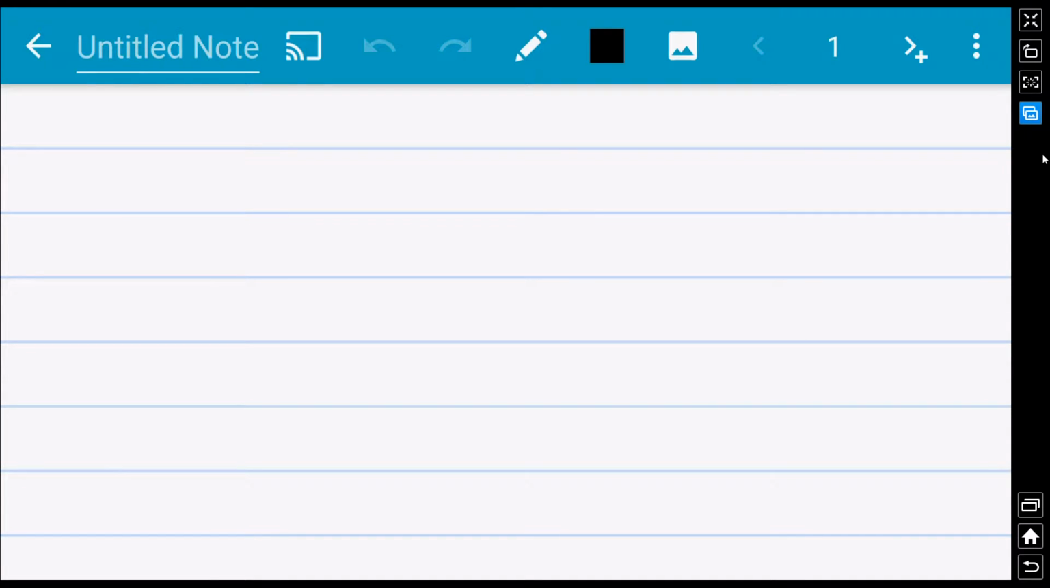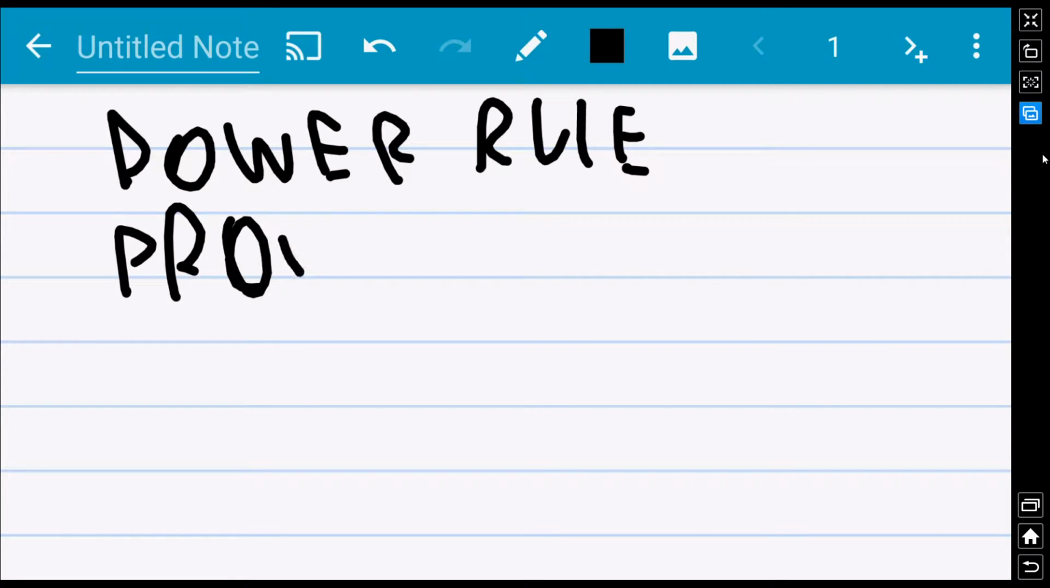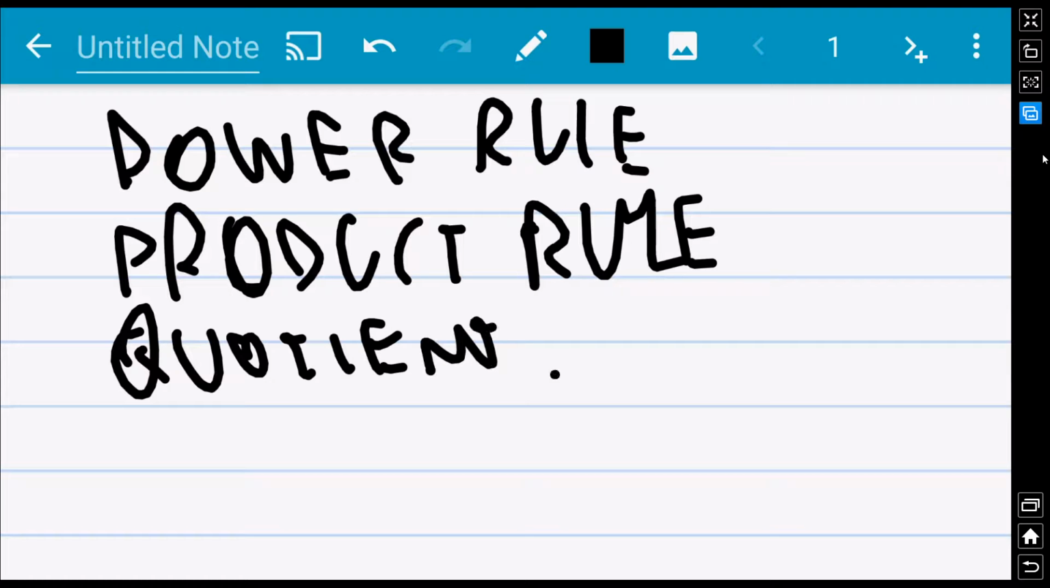Okay, so first there is the power rule. Then there is the product rule. Quotient rule. And there's more, but they're not as used maybe, or I'm just forgetting them. So let's start with the power rule.